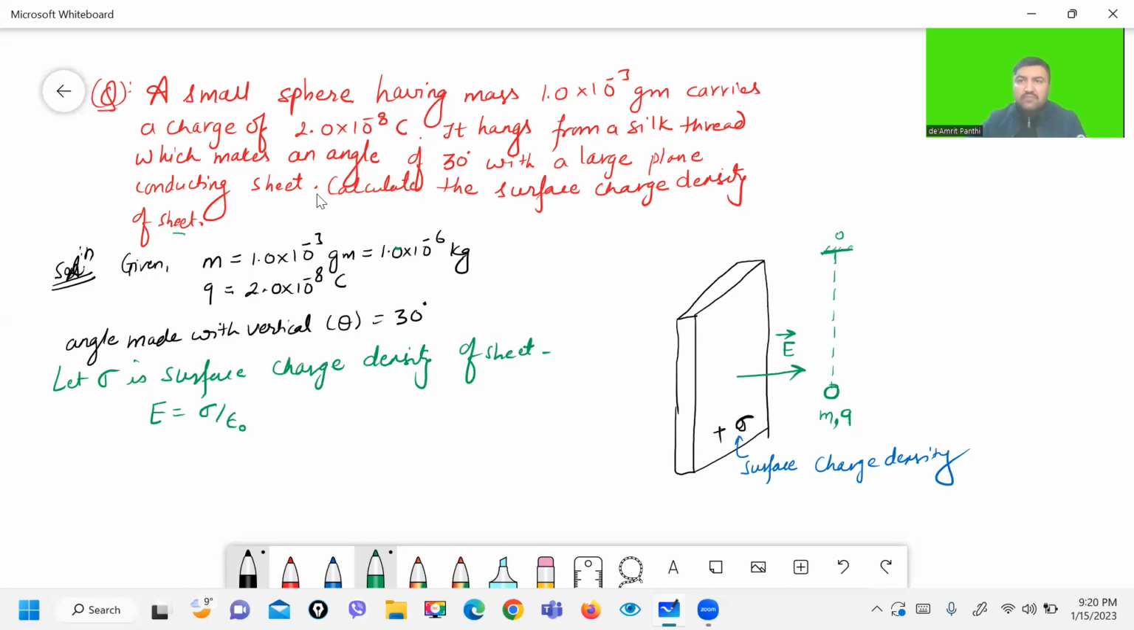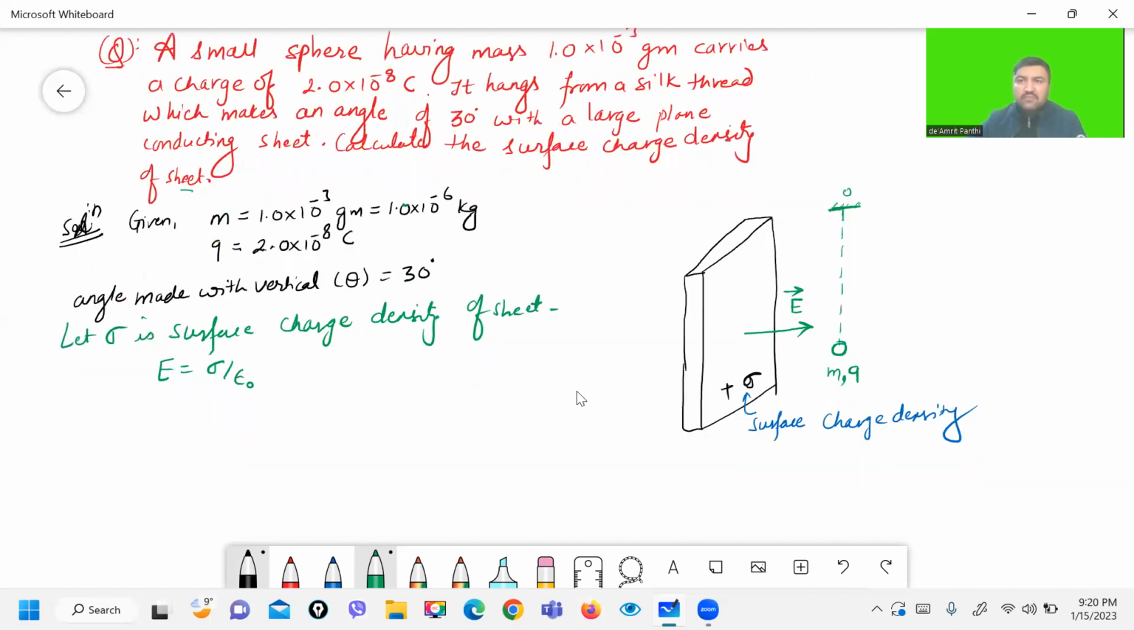So due to this electric field, the sphere which is hanging from the silk thread will experience a force. The force experienced by the sphere is F equals QE. This is the electric force experienced by the sphere. Due to this force, the sphere gets displaced to a new position. Now, according to the question, the string makes an angle of 30° to its initial position.